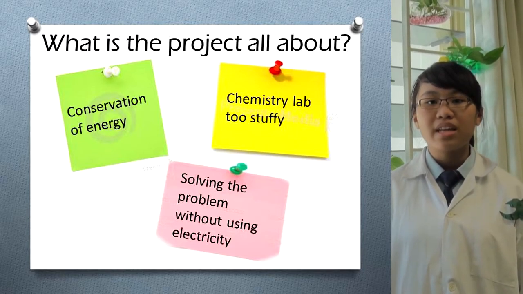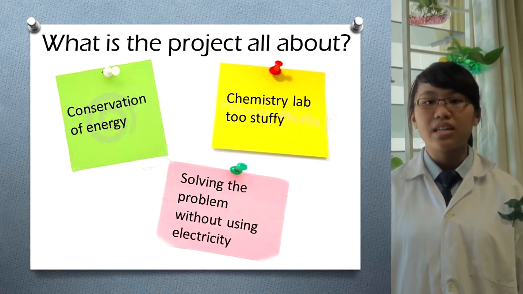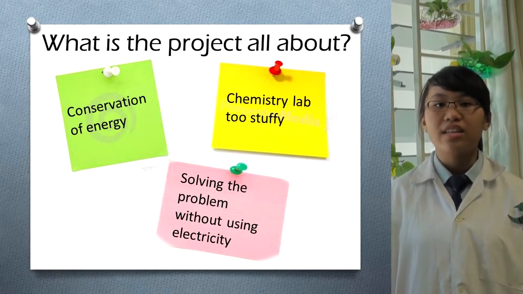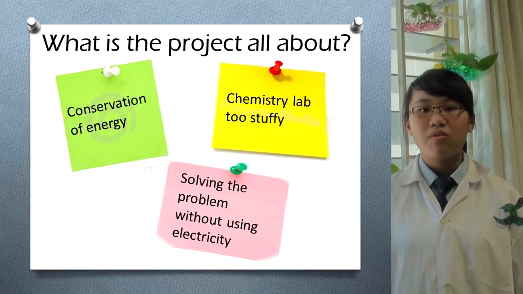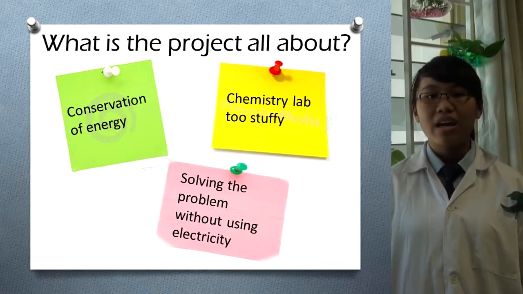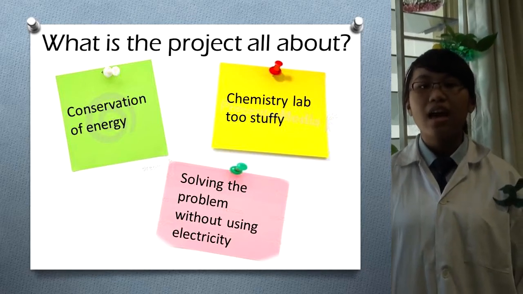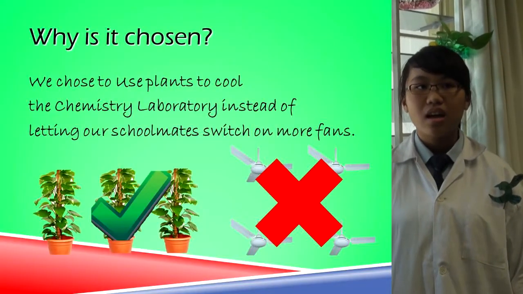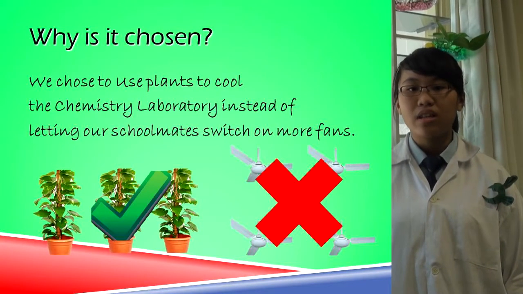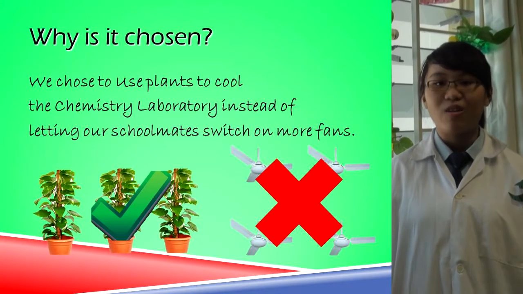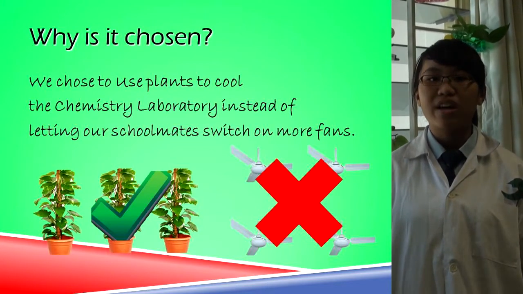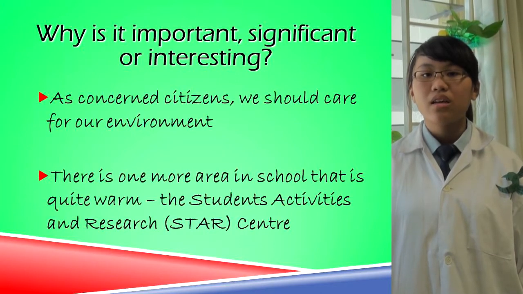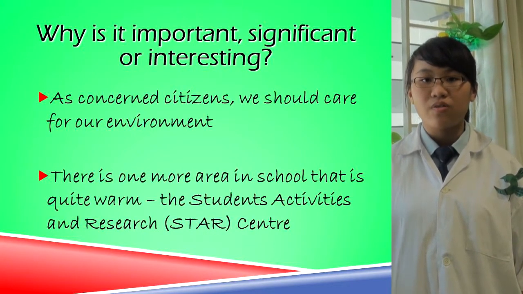When our schoolmates complained that the chemistry lab was too stuffy as it has only one window at the corridor side, the school actually wanted to install more fans to alleviate this problem. However, during our geography lesson, awareness of global warming was heightened and we decided to solve the problem without using more electricity. We chose to use plants to cool the chemistry lab instead of letting our schoolmates switch on more fans. As concerned citizens, we shall care for our environment and not contribute to the many negative effects of global warming.